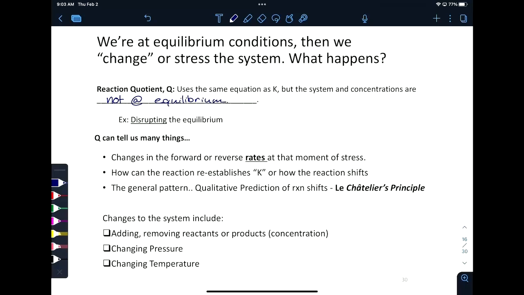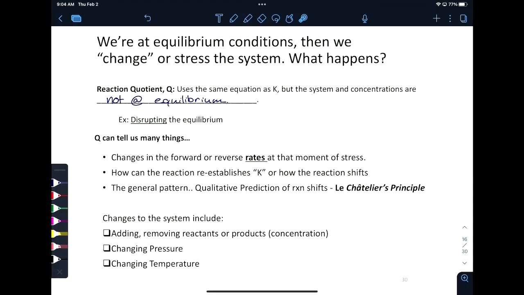Those are our back of the envelope calculations just to figure out which direction the reaction needs to go. So Q can tell us a lot of things if we are given initial conditions, changes in the forward and reverse reaction rates tells us which way we need to go to reestablish K, and comparing Q to K also helps us predict qualitatively the direction reactions need to shift when undergoing a stress. This is called Le Chatelier's principle.